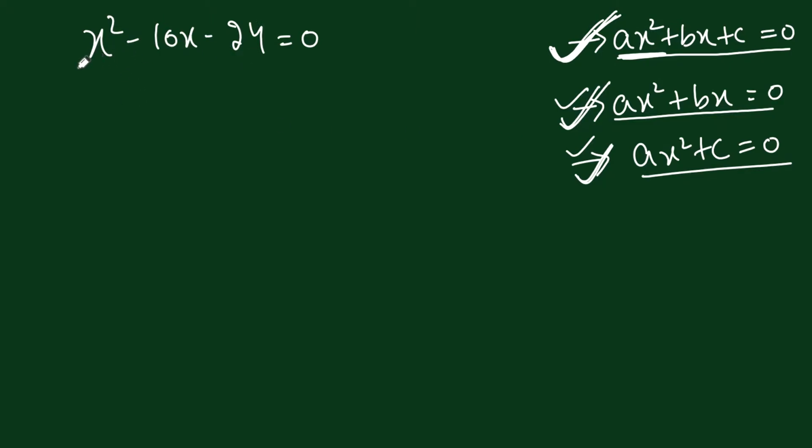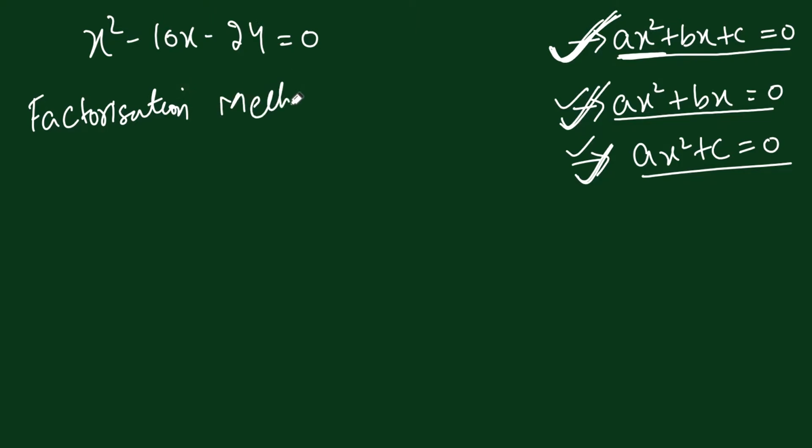You can see this is in the form of ax square plus bx plus c, where a is nothing but 1, b is minus 10, and c is minus 24. So I'll first do it using the factorization method.